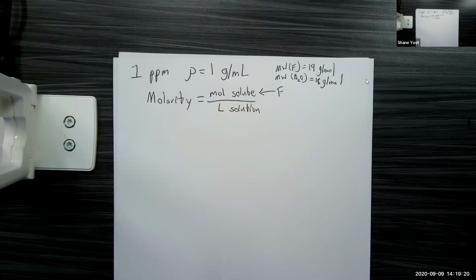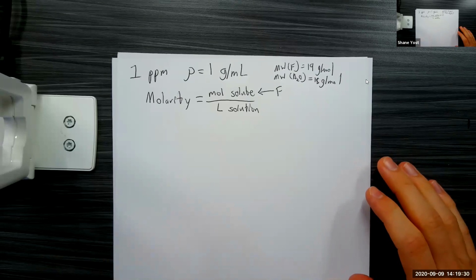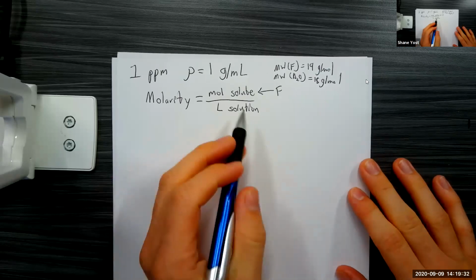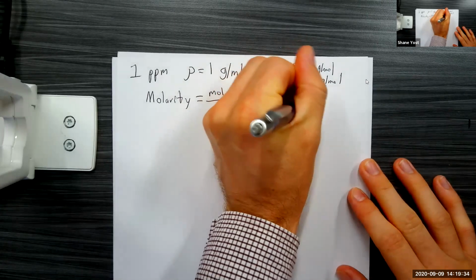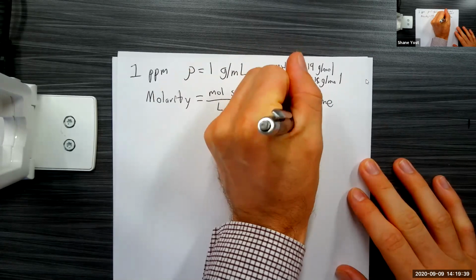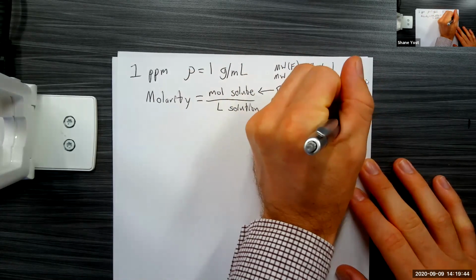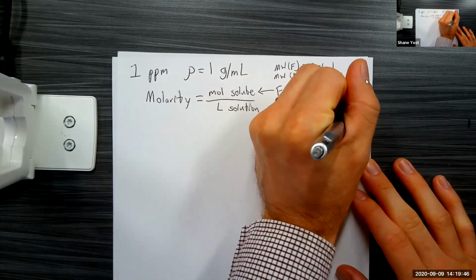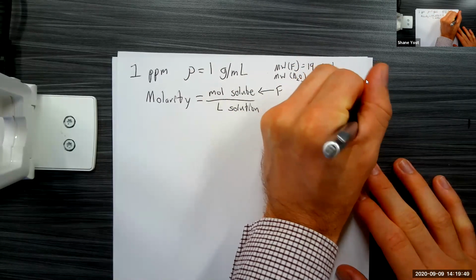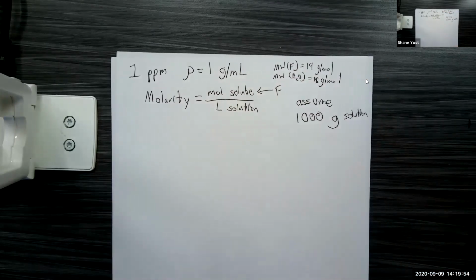As Donald suggests in Zoom here, we could assume 100 grams of solution. I think last week, that's what we did. We assumed 100 grams of solution. Here, we're going to make an assumption. In this case, I'm going to just do 1,000 grams of my solution, which is 1,000 grams total.